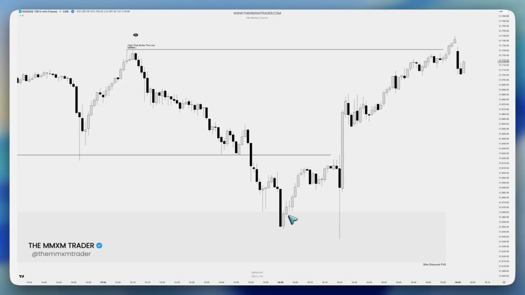Higher probability market maker buy and sell models right here. You want to train your eye to see these highs that broke the lows and lows that broke the highs. And you'll be able to identify these, okay? And like I said, this is an advanced market maker model. It's one of my favorite fractals of the market maker model, with this narrative and framework.